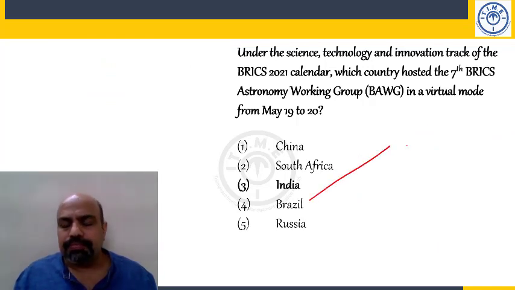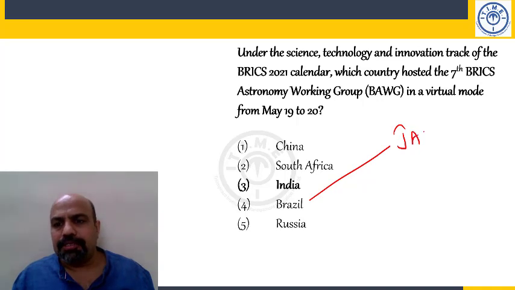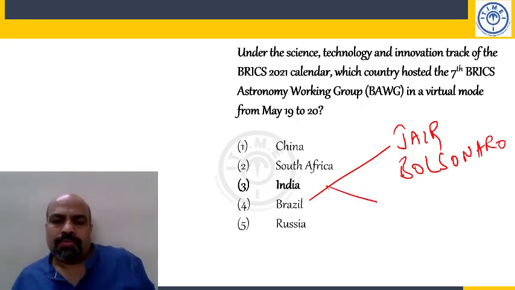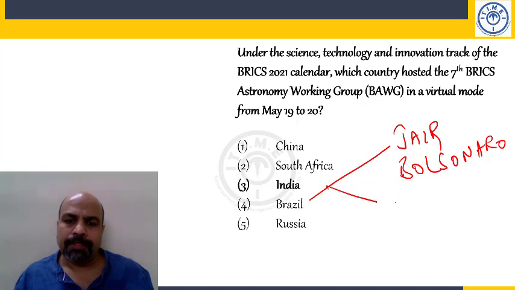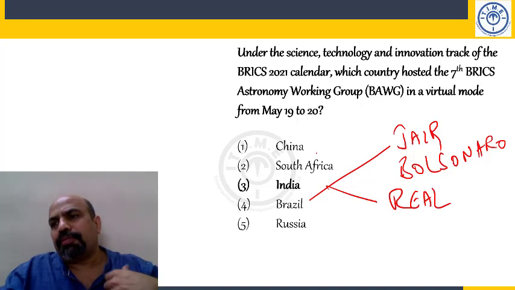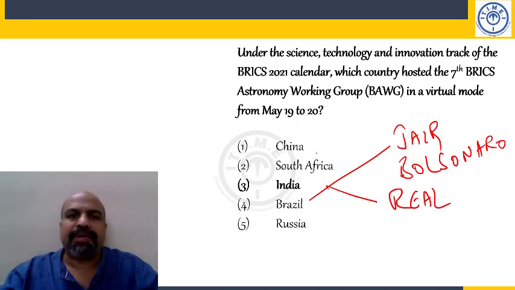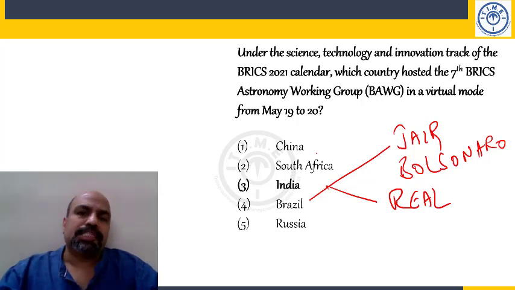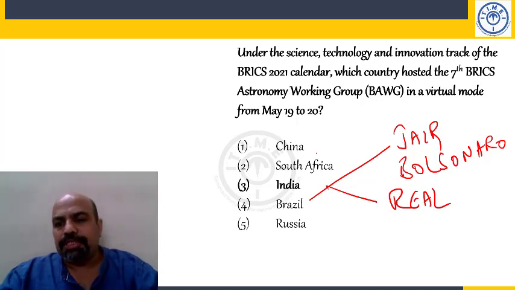So Brazil. President is Jair Bolsonaro. And what's the currency? Real. You could also write world's 5th biggest by area, and 6th by population.